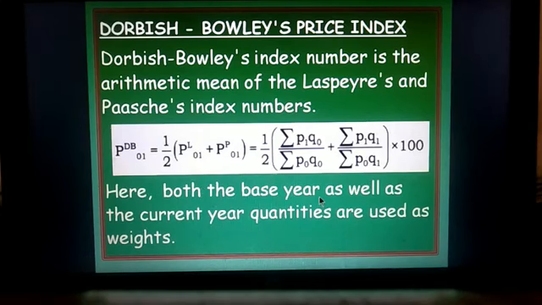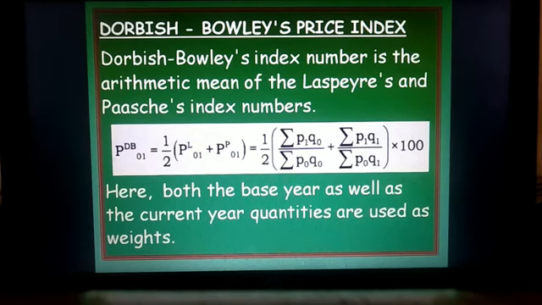So here both base year as well as current year quantities are used as weights, wherein for Laspeyres it was used only base year quantities, for Paasche's it is used only current year quantities. But here, in terms of Dorbish-Bowley's, it has been used both current year as well as base year quantities. Obviously, in the previous index number, Marshall-Edgeworth, also both base year and current year quantities were used.